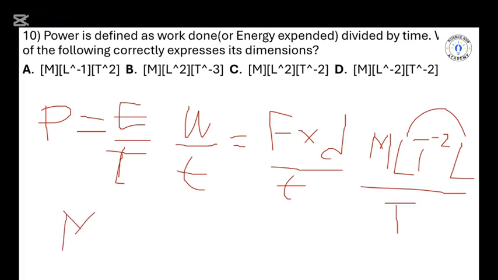This is M, L to the power 1 plus 1, L to the power 2, and then there is T negative above and there is T positive below. So if this T positive 1 goes up, it becomes another -1. So M L squared T to the power -3. So which of the options has this? Option A, M1 L -1, no. M1 L positive 2 T raised to power -3. This is the correct option.